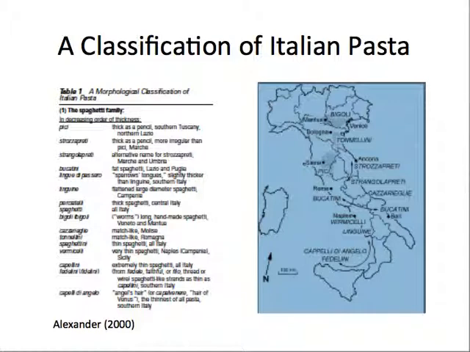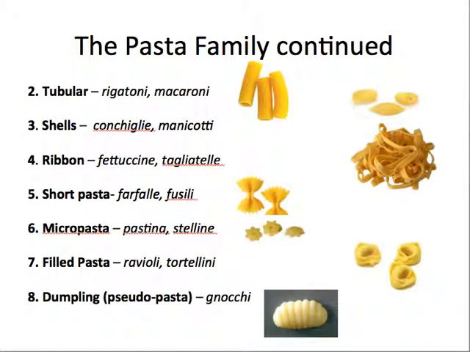So spaghetti is just one particular categorization. And then, of course, you can go on and see all of these other types of pasta: tubular, shells, ribbon, sharp pasta, micropasta, filled pasta, and dumpling, which really means gnocchi. It's kind of a potato. It's not. It's a pseudo pasta. And so these particular names vary according to the particular shapes within the larger shape name, and they also vary in terms of geography.